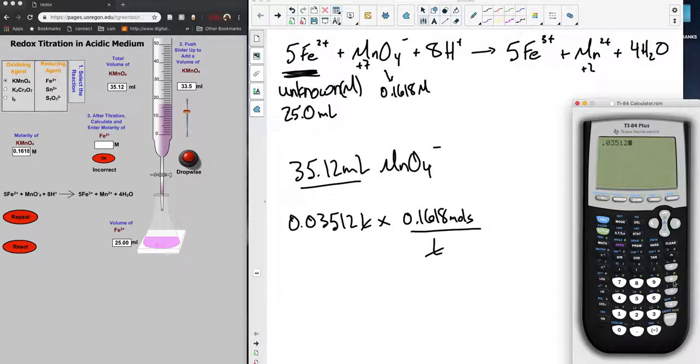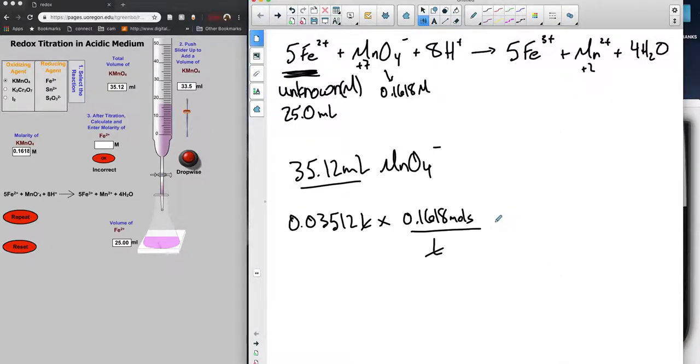So I'll have 0.03512 times 0.1618, and that's going to give me 0.00568. So this is 0.00568 moles of MnO4 minus. Great. And so I need to take this number of moles, and I need to figure out how many moles of iron that must have reacted with. So remember that this is a 1 to 5 ratio.